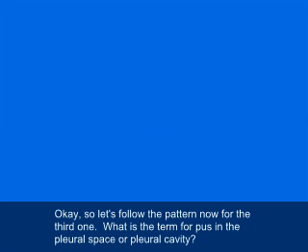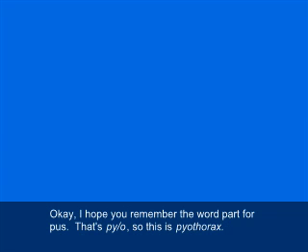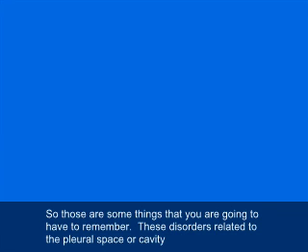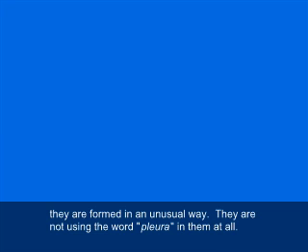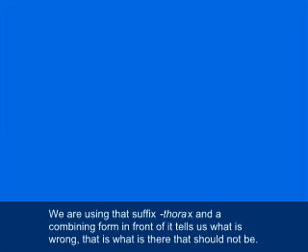So let's follow the pattern now for the third one. What is the term for pus in the pleural space or pleural cavity? Okay, I hope you remembered the word part for pus. That's pyo. So this is pyothorax. So those are some things you're going to have to remember. These disorders related to the pleural space or cavity are formed in an unusual way. We're not using the word pleuro in them at all. We're using that suffix thorax, and a combining form in front of it tells us what is wrong, that is, what is there that should not be.